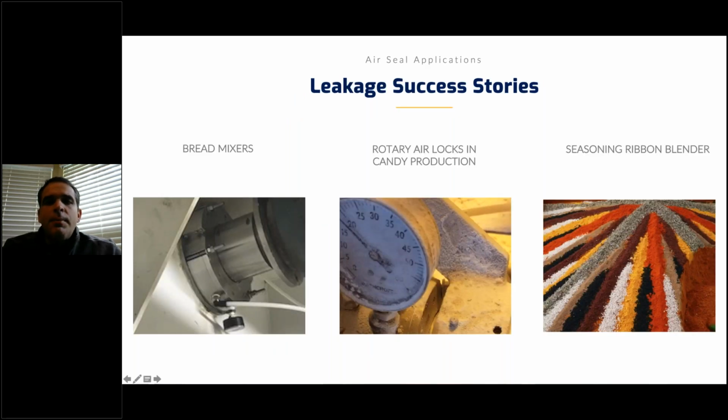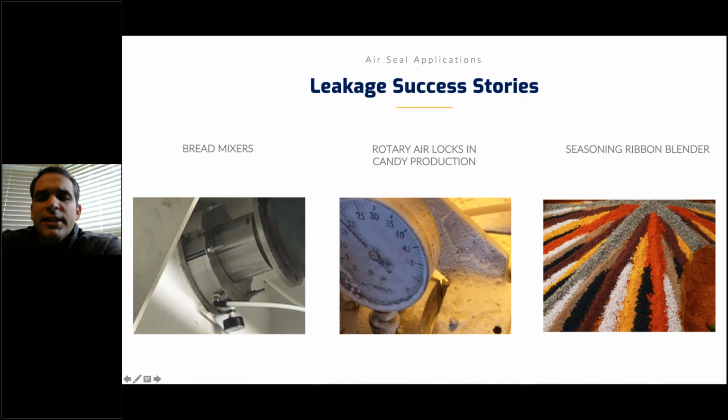Okay, so there's a number of successes that we've had across different areas of the food industry. One such is bread, which would fall under the powders. Typically, you're dealing with flour and fortification seasonings and whatnot, and oftentimes when they leak, they also create bacteria issues and build up around the shaft, which increases the need for cleaning.